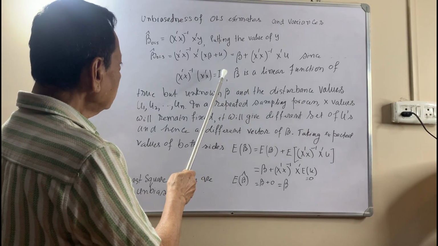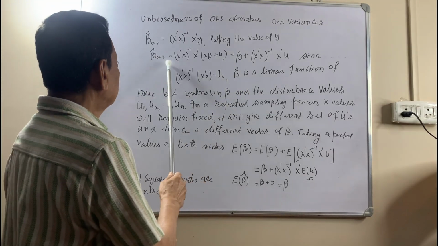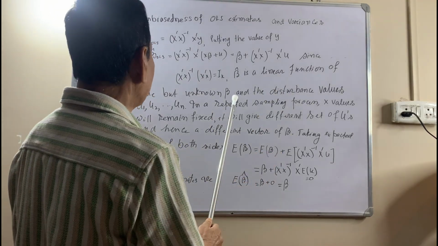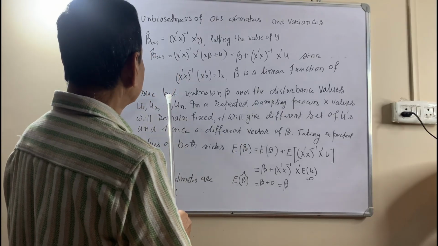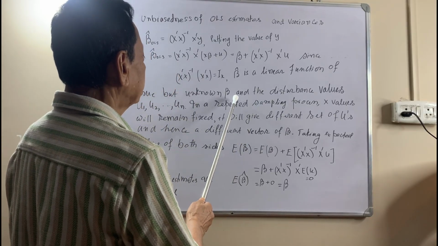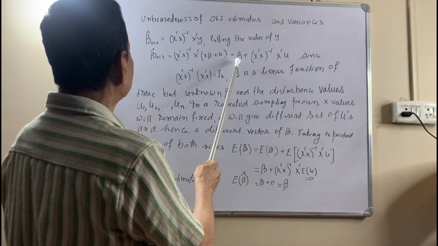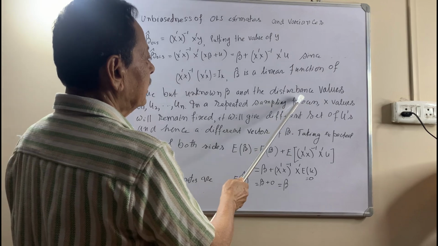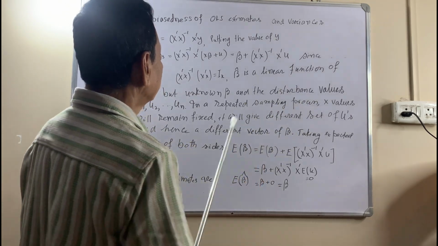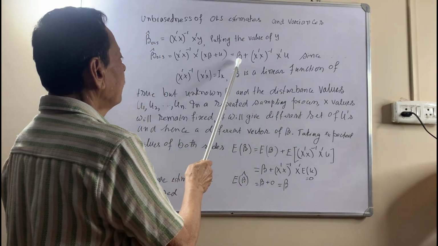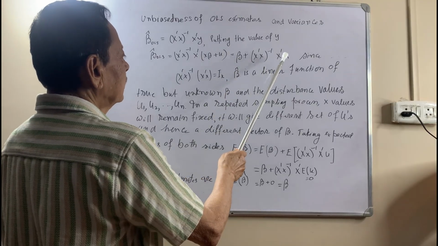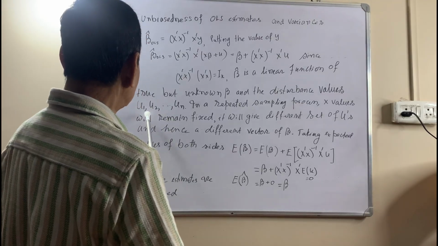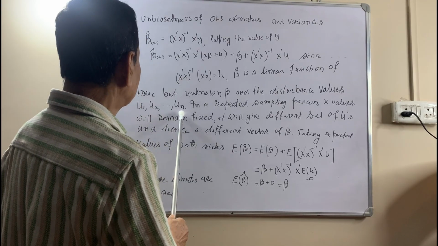So this shows that beta hat, that means the estimates, is a linear function of the true but unknown beta. This is the estimated beta and this is the unknown beta, and the disturbance values. So it is a linear function of the unknown beta and the disturbance term, u1, u2, and so on up to un.